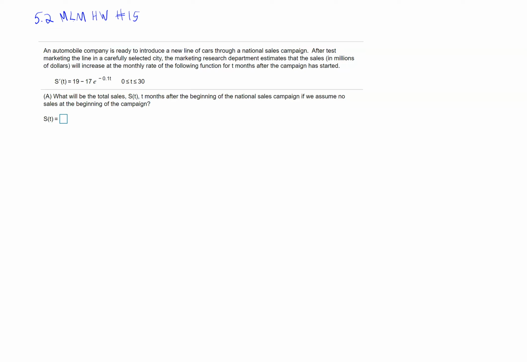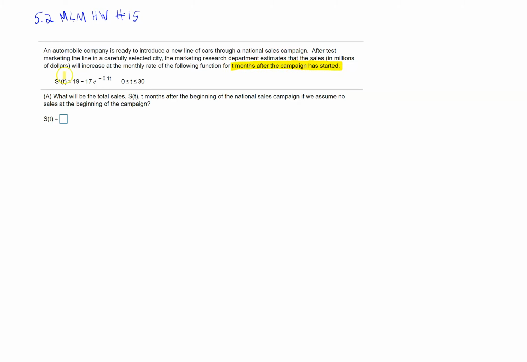This is question 15 from the 5.2 MyLab Math homework. And we're told an automobile company is ready to introduce a new line of cars through a national sales campaign. After test marketing the line in a carefully selected city, the marketing research department estimates that the sales in millions of dollars will increase at the monthly rate given by this function for t months after the campaign has started.